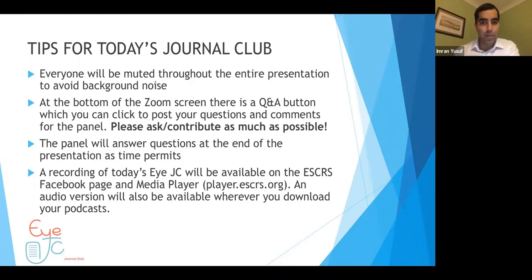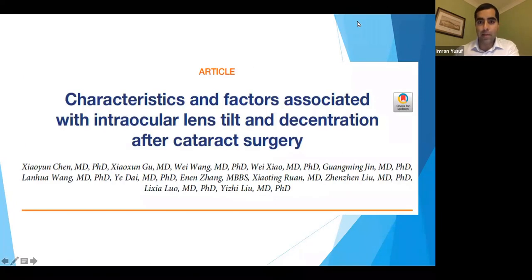All right, so what I'm going to do is take you through the paper for those who haven't read it, and just to refresh memory for those who have. This was published in JCRS very recently. It was a paper looking at the characteristics and factors associated with intraocular lens tilt and decentration after cataract surgery. And you can see the paper is from the Far East.